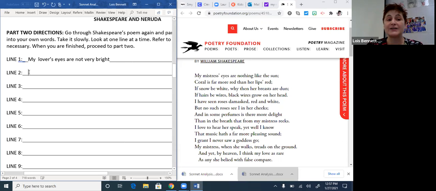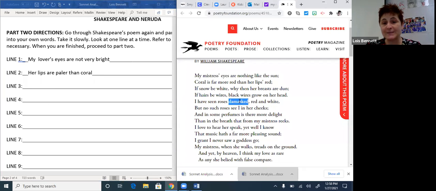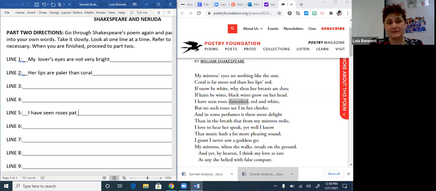Your lines are going to be a lot shorter than Shakespeare's lines. So coral is far more red than her lips' red. Her lips are paler than coral. And if you need to look up coral, you can. It's like a coral reef. It's something that grows in the ocean. And so you go through each step after those. The word damasked just kind of means in a pattern. So this one in line 5 would mean, I have seen roses with a red and white pattern.